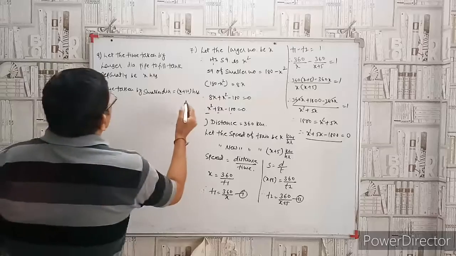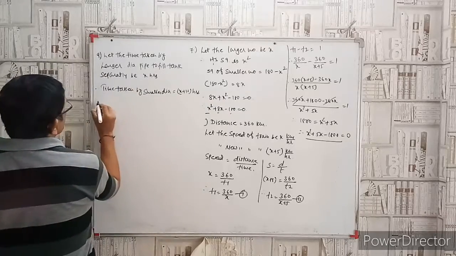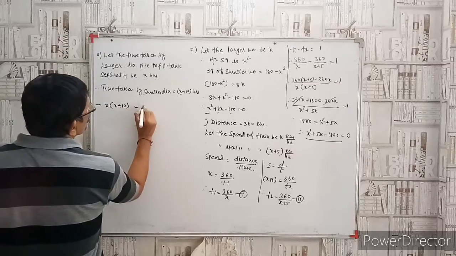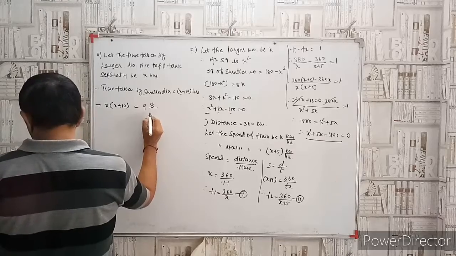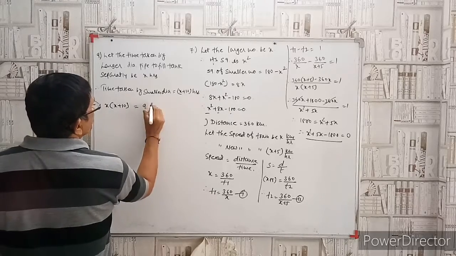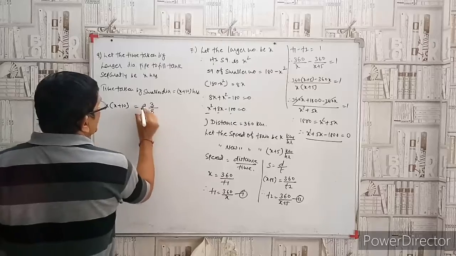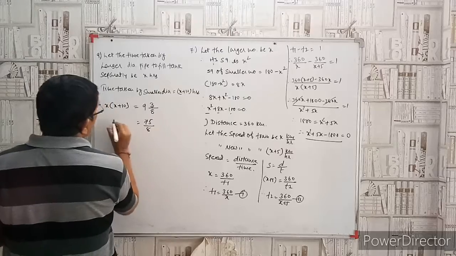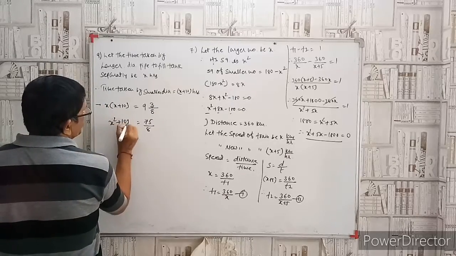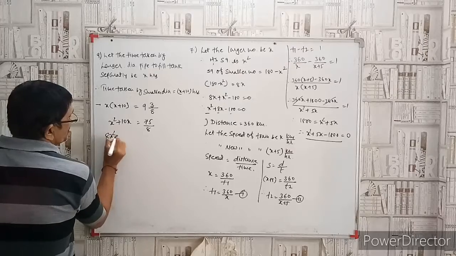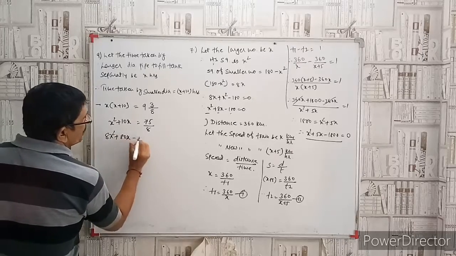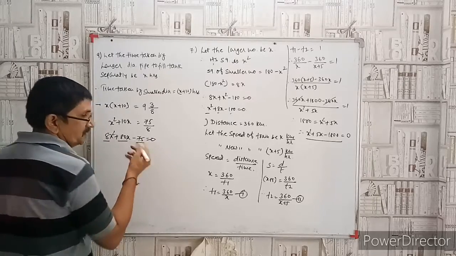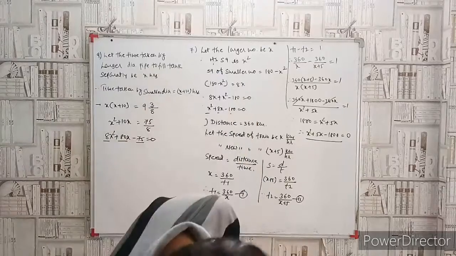Okay, now both will work together, that means x into x plus 10, both will work together, then they will fill the tank in 9 integer 3/8. So 9 8s are 72 plus 3, 75/8. This is x square plus 10x. 8 multiply here, so 8x square plus 80x minus 75 is equal to 0. A, B and C. Okay, so alpha and beta you can find.